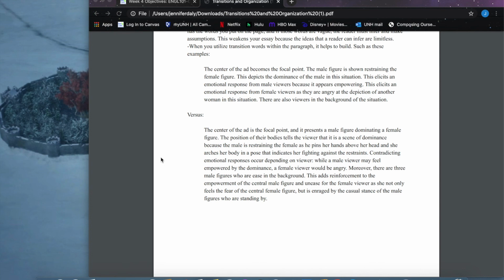Moreover, there are three male figures who are at ease in the background. This adds reinforcement to the empowerment of the central male figure and unease for the female viewer, as she not only feels the fear of the central female figure, but is enraged by the casual stance of the male figures who are standing by. So much better, right? I have a much clearer idea of what is going on versus this very simple, "this depicts dominance," right?